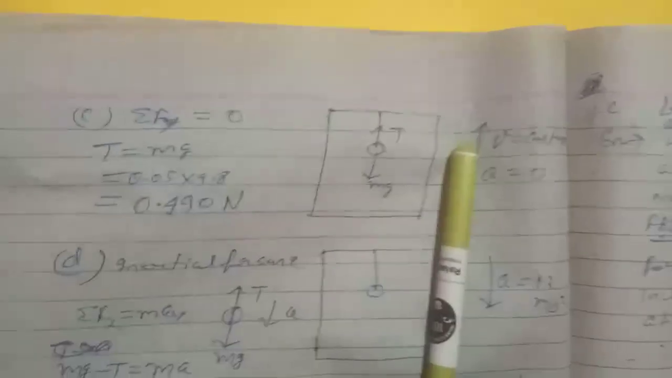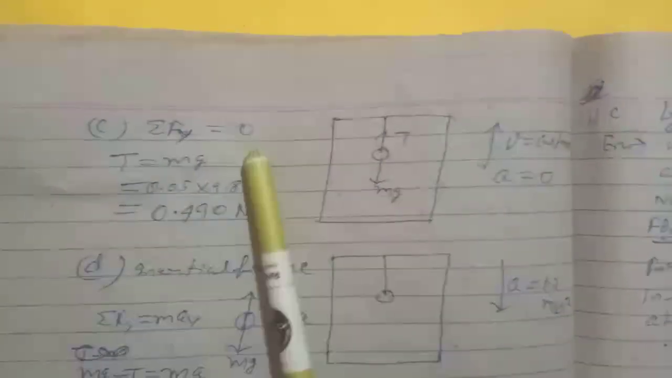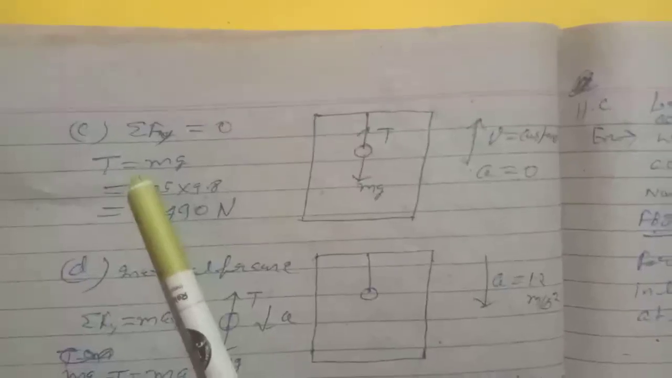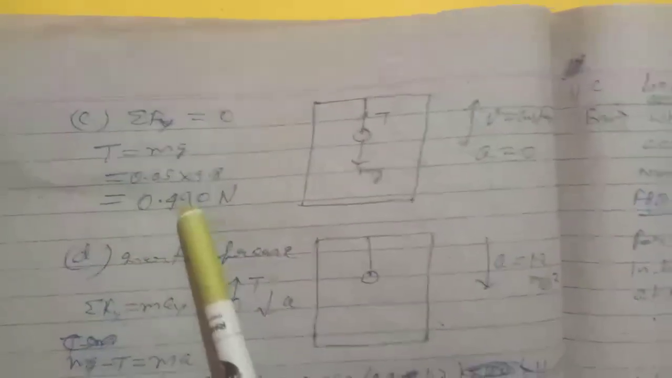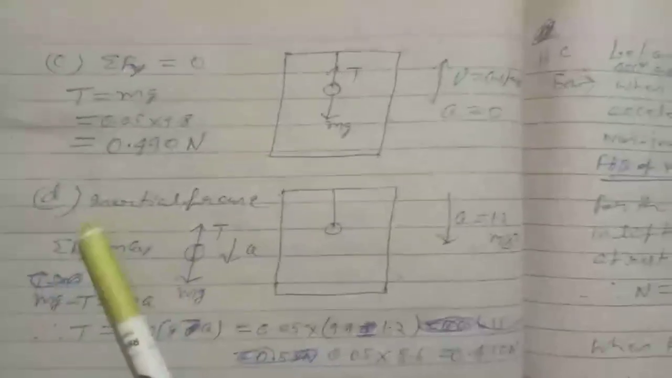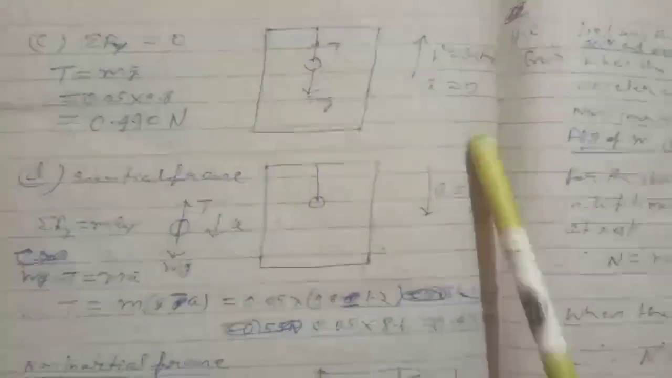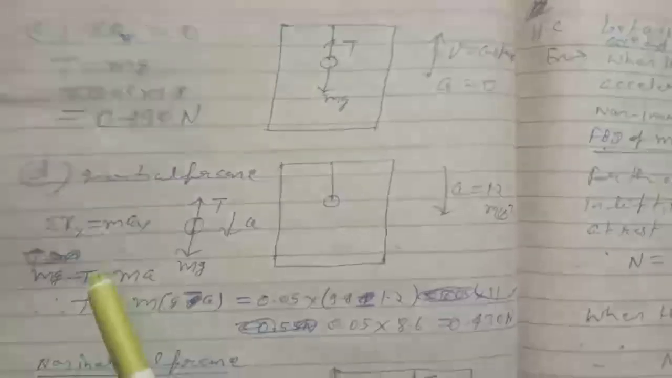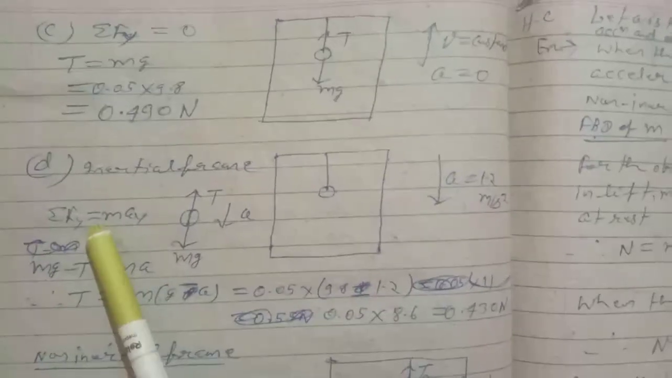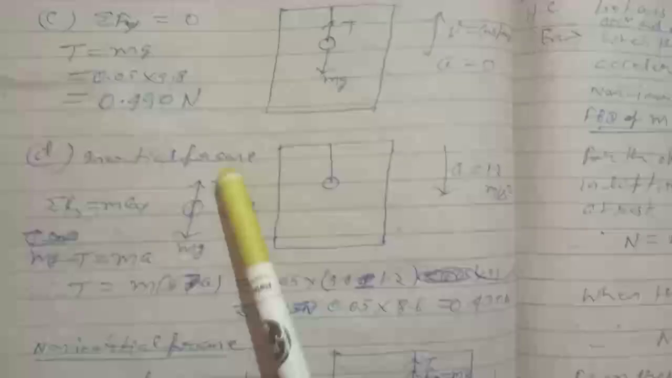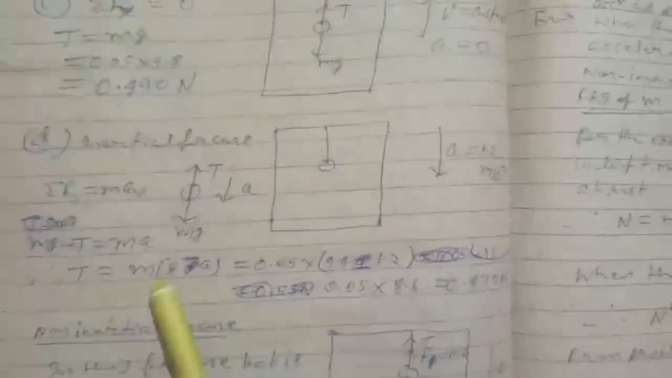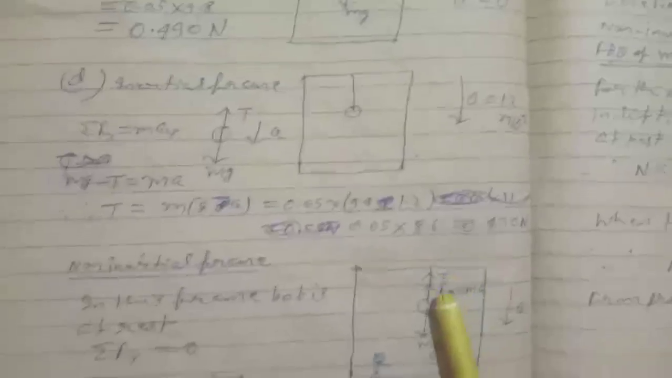Now V equals constant, so a will be 0. So sigma Fy equals 0, or T equals mg. So the value of T will come like this. In the inertial frame, the body is moving in the downward direction, so sigma Fy equals m a y: mg minus T equals m a, so T equals m into g minus a. So we get 0.430 Newton.